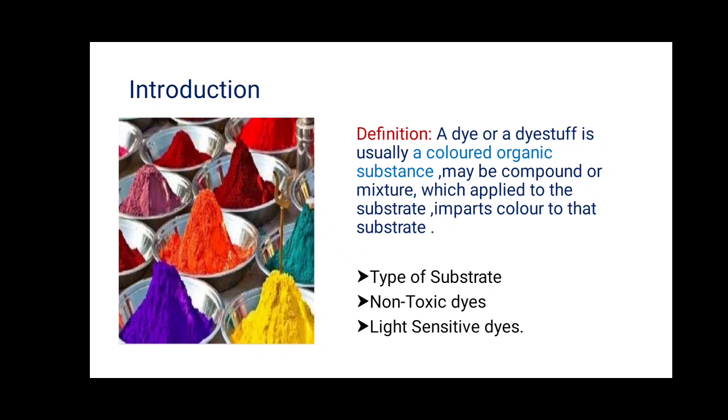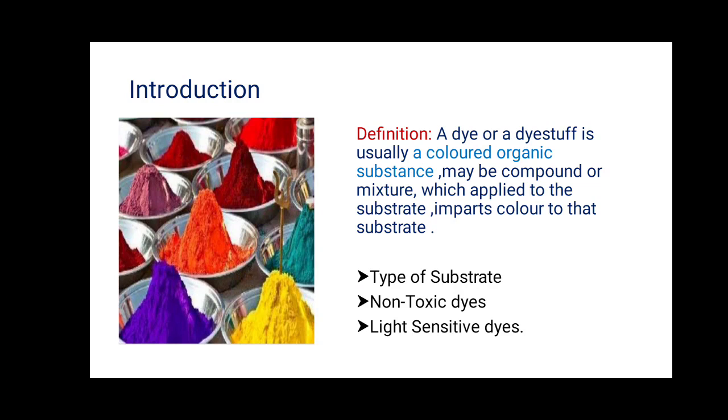Actually, some colored substances may not be dyes. For example, azobenzene, even though colored, is not a dye because it does not get attached to any substrate. Azobenzene is colored, but it does not get attached to any substrate. However, Congo red can be retained by cotton and hence it is a dye.